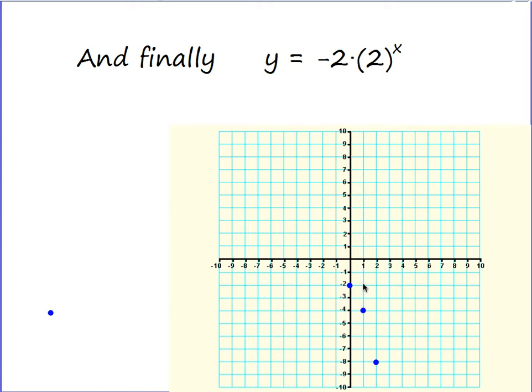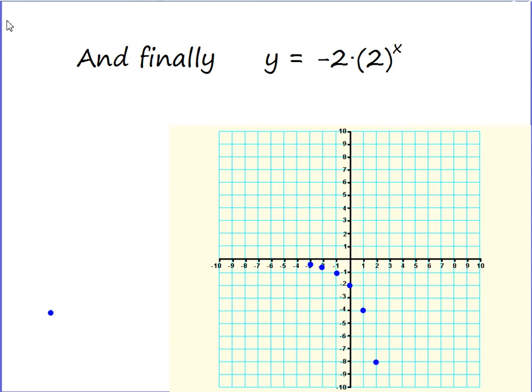Well, if I multiply by 2 going from left to right, then going the opposite way, we're going to divide by 2. -2 divided by 2 is -1. Then we'd go to -1/2, -1/4, -1/8, and so on. So again, we're going to get really, really close to the x-axis, but this time the whole graph is underneath the x-axis.